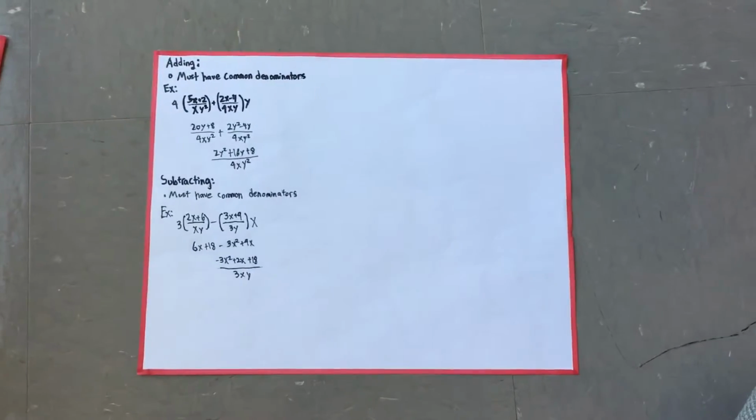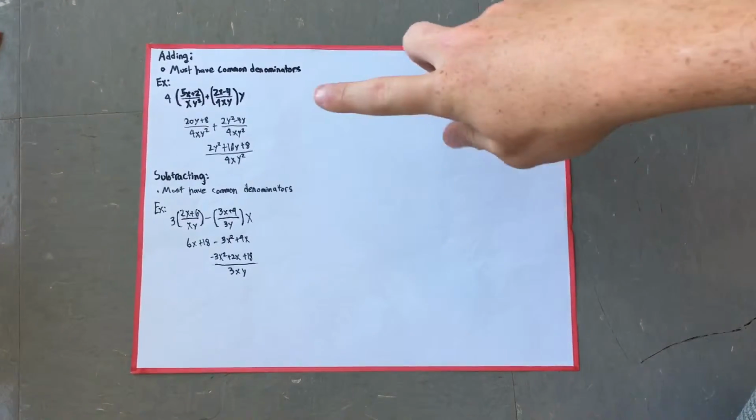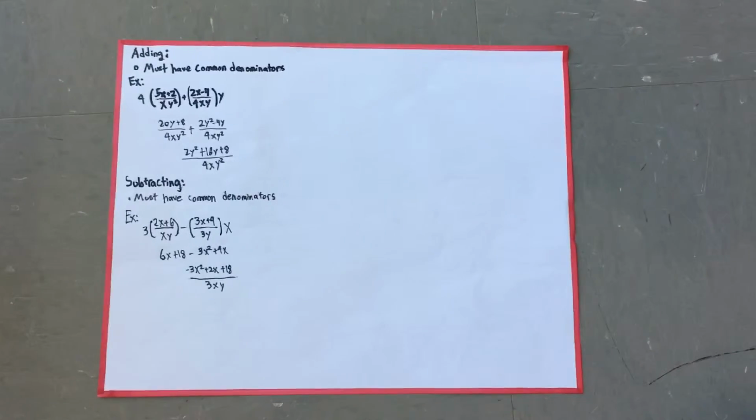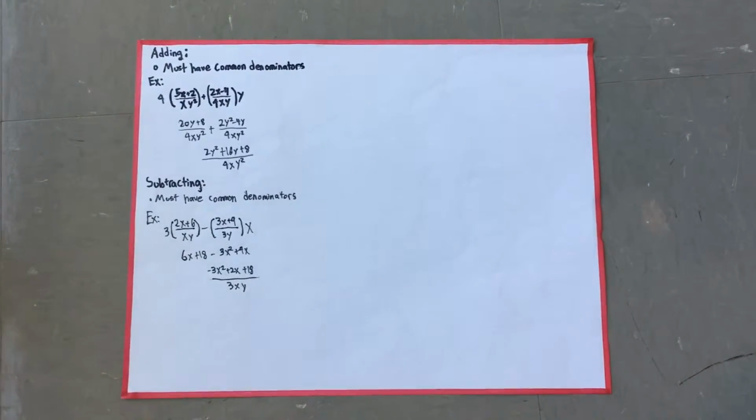Adding, must have common denominators. Here's one worked out. Subtracting, must also have common denominators. Here's another one worked out.